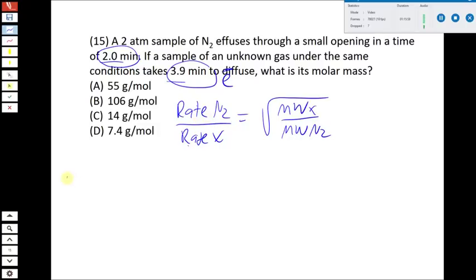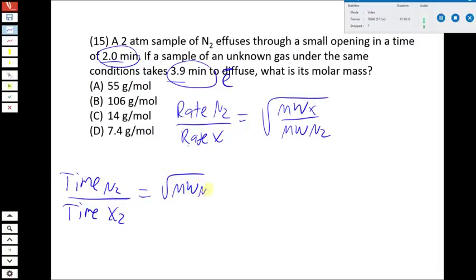So if we want to know the amount of time that it takes nitrogen to effuse or diffuse over the amount of time that it takes our unknown, that's going to be given by the direct square root relationship of the molar masses. Molar mass of N2 divided by the square root of the molar mass of the unknown. All right? And so, when you do these types of problems, as I said, there's 2 forms of the equation, so you have to make sure you use the correct one.